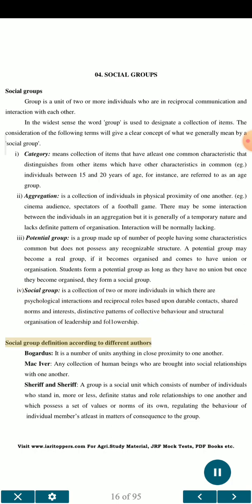Social group definitions according to different authors. Bogardus: it is a number of units, anything in close proximity to one another. MacIver: any collection of human beings who are brought into social relationships with one another. Sherif and Sherif: a group is a social unit which consists of a number of individuals who stand in, more or less, definite status and role relationships to one another and which possess a set of values or norms of its own, regulating the behavior of individual members at least in matters of consequence to the group.